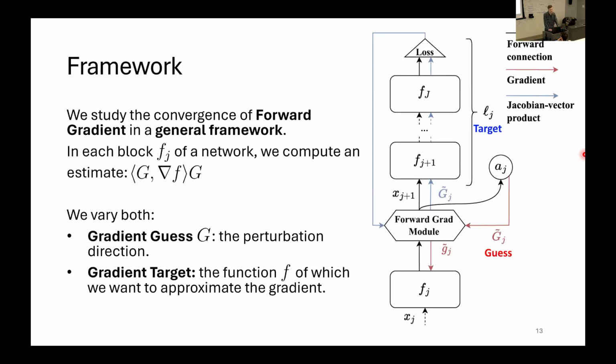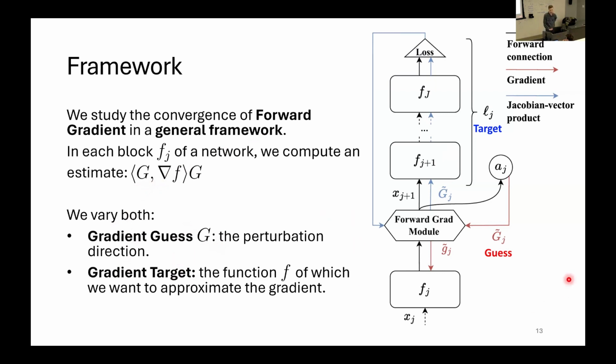And the general framework that we will use here will be to divide a network into n modules. In each block, we will do a forward gradient estimate, and we will vary both the gradient guess and the gradient target. What is the gradient guess, the gradient target? What we call a guess is the perturbation direction inside the forward gradient. And the gradient target will be the function whose gradient we are trying to approximate. We'll see that there are several choices that can be made.